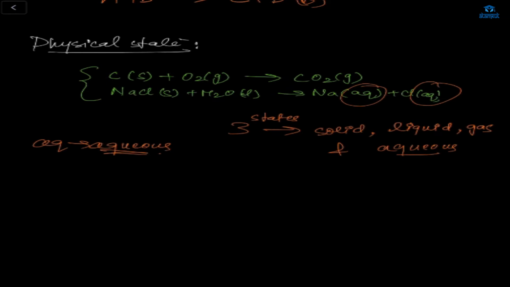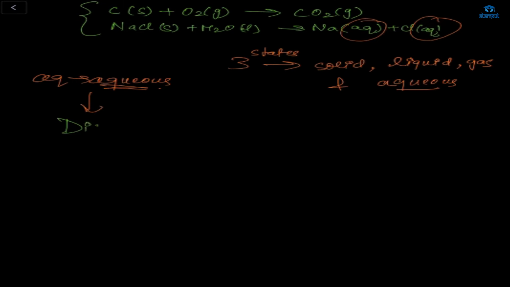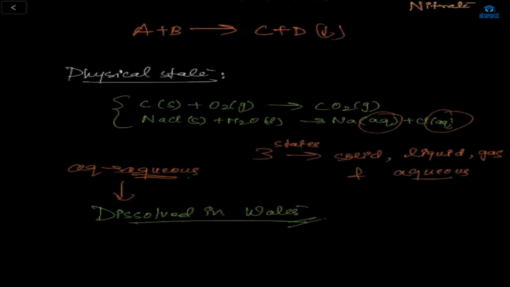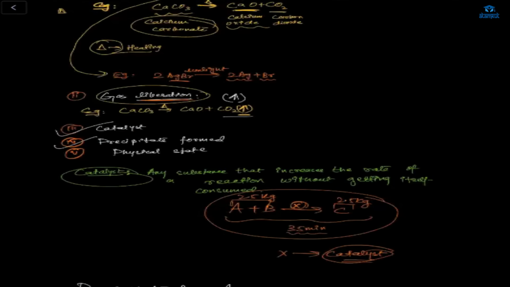Now, what is aqueous? What is AQ? A solution of the substance in water, which is dissolved in water. Correct. Aqueous means dissolved in water. Got it? Physical state, aqueous, all three done.